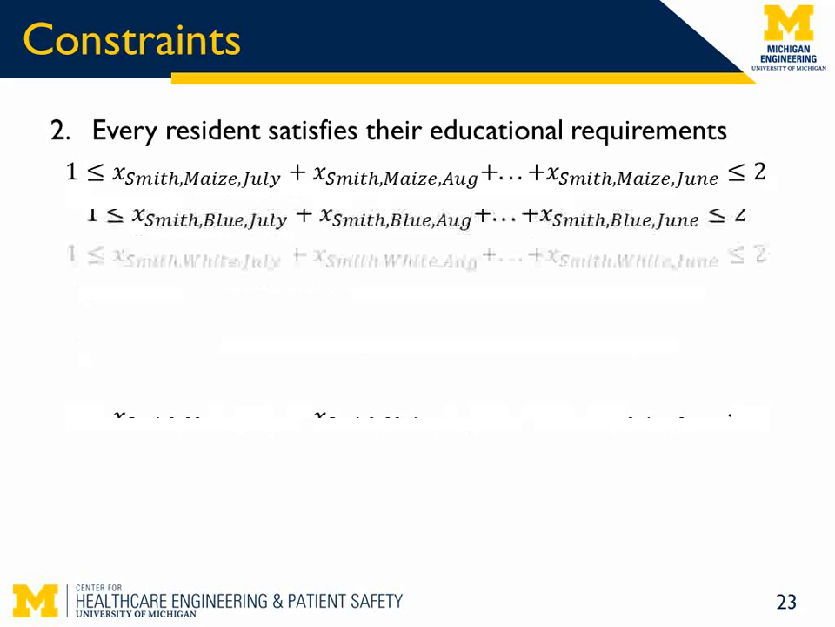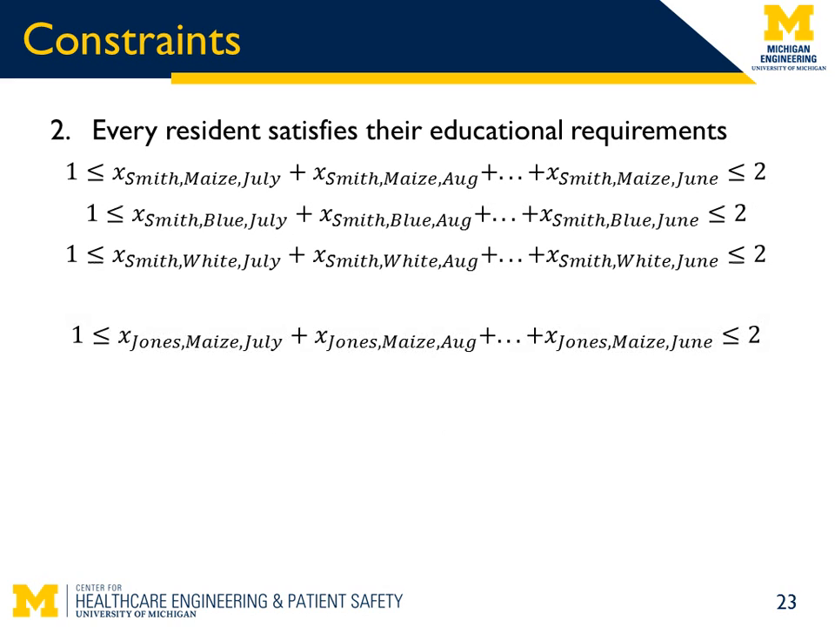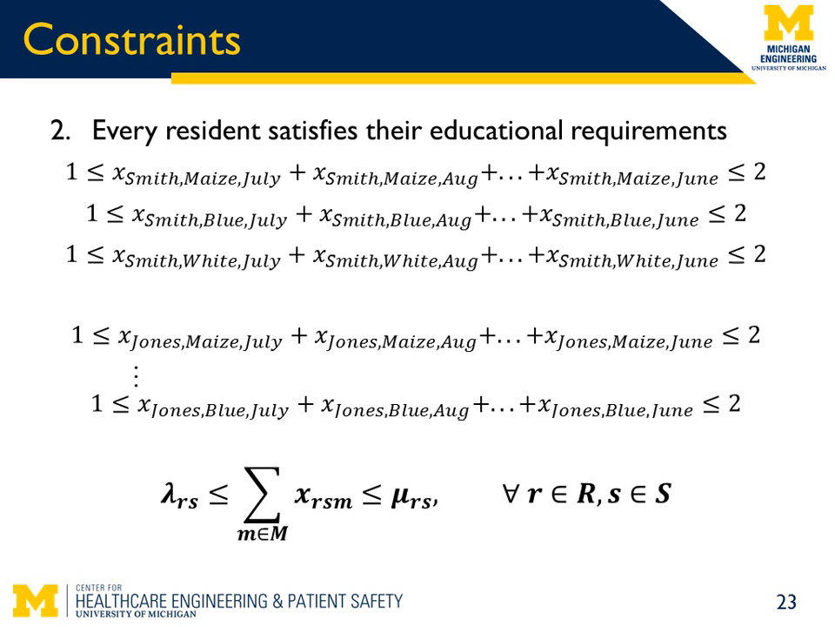And we'll create similar constraints for blue service, white service, any other service. And the bounds, those are our input parameters. We can change those uniquely for every given resident, every service. So here's our general formula for that: the sum over all months of our decision variable is between a lower and upper bound for every resident and every service.